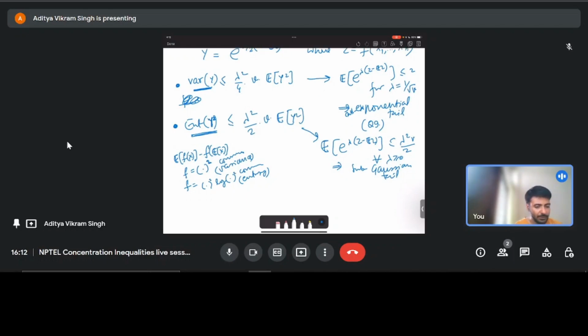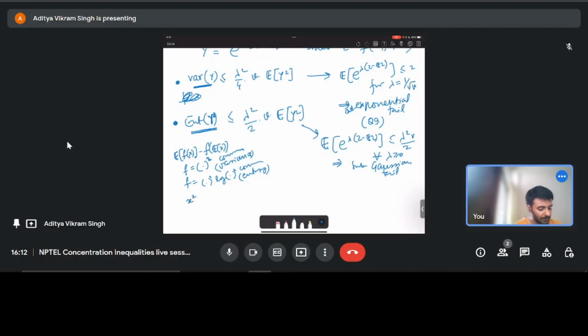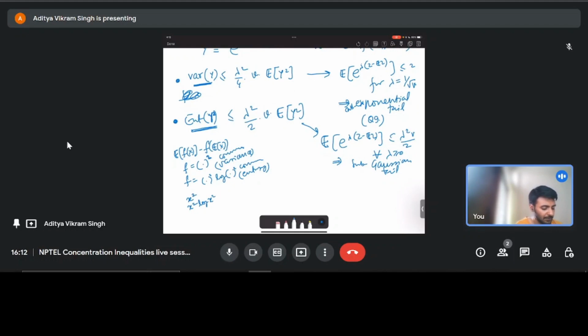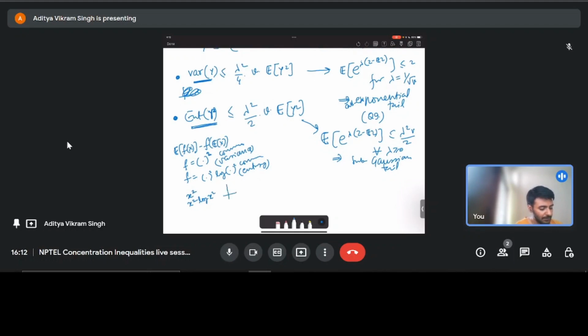And if you plot these two functions, like x square versus x square log x square, where log is the natural log, you'll see that x square log x square is more curvy compared to this. So suppose this is x square, then your x square log x square would be this, right? So it is a more curvy function, so it has more curvature.